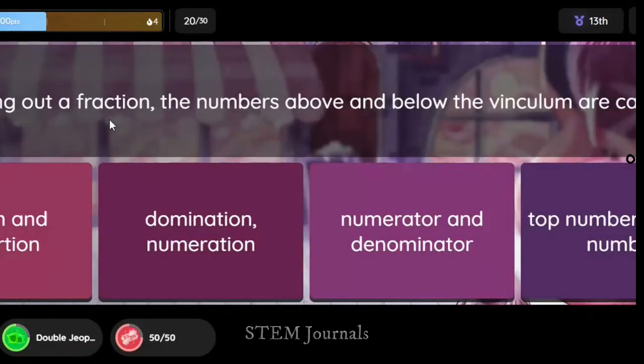And when writing out a fraction, the numbers above and below the vinculum. So vinculum yung tawag natin sa fraction bar. So we call that vinculum are called the numerator and denominator.